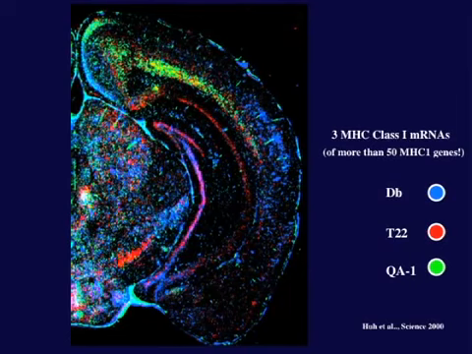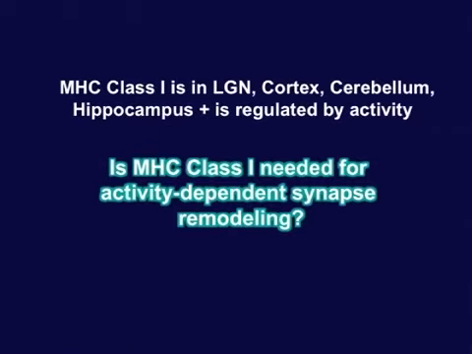So it's complicated, basically. Remember, this is how we found MHC class I. We found it because it was regulated by activity in the visual system, by blocking activity. Okay, so we kind of have a smoking gun here. This is interesting. Is MHC class I needed for activity-dependent synapse remodeling?